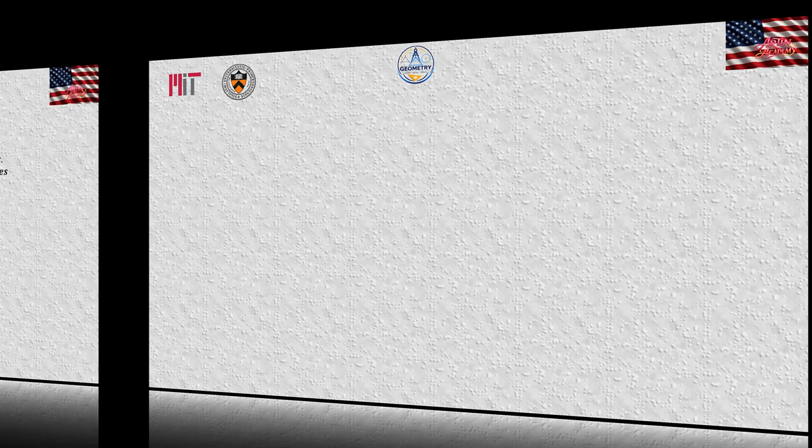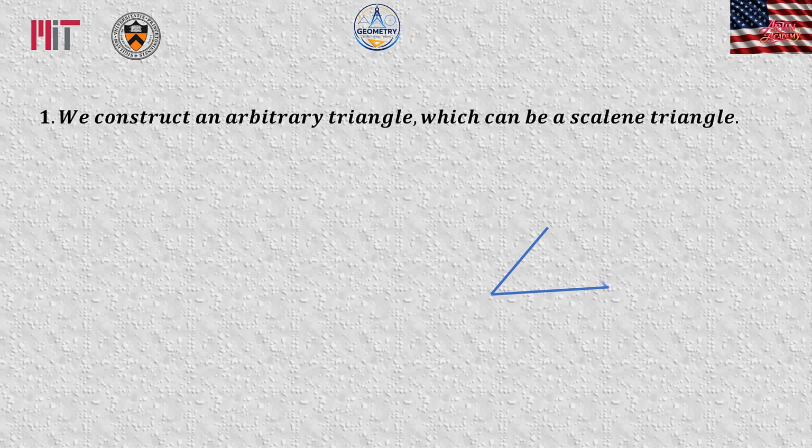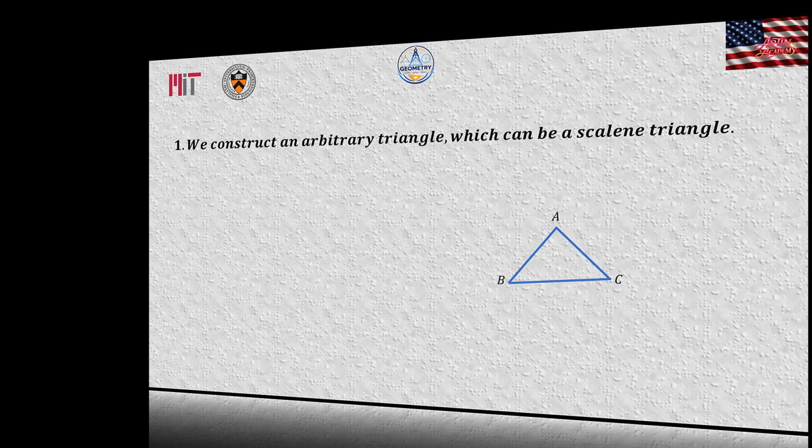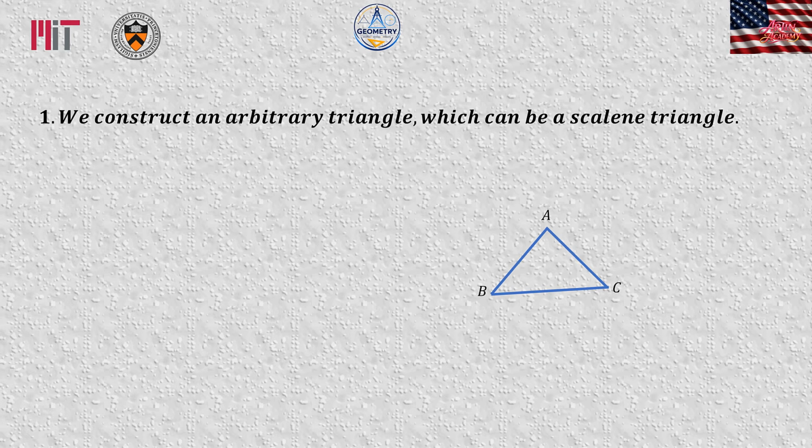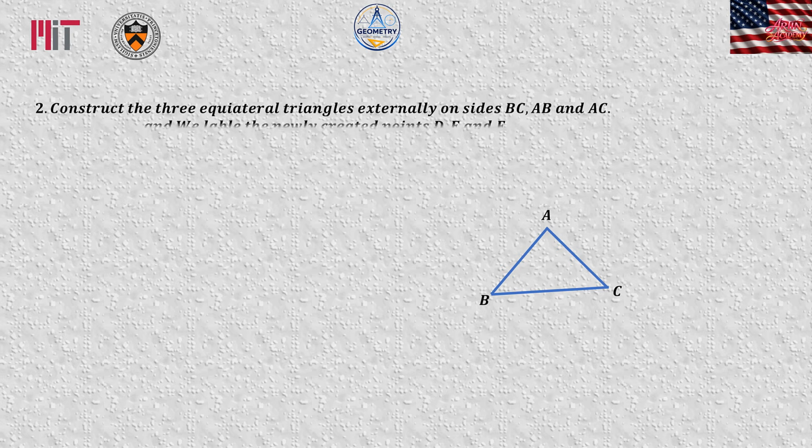The original triangle begins as an arbitrary triangle ABC. The triangle does not need to be isosceles or right. It can be completely scalene. The three sides are AB, BC, AC. This arbitrary triangle is the starting point of our construction.